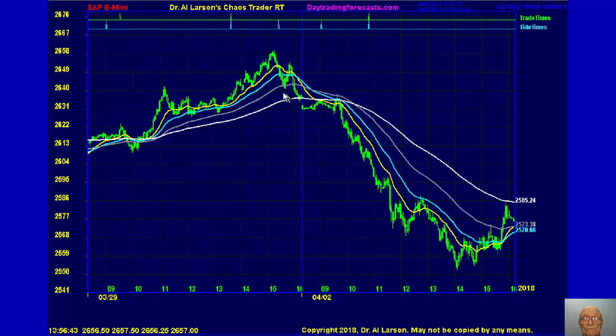Simple 7 move count. 1, 2, 3, 4, 5 move in a chaos clamshell is typically a big one. There's 5, 6, 7. So when we came up in here, I covered. It doesn't matter what it does the rest of the day. If you get a lot of money, you take it. So that was a very good day.